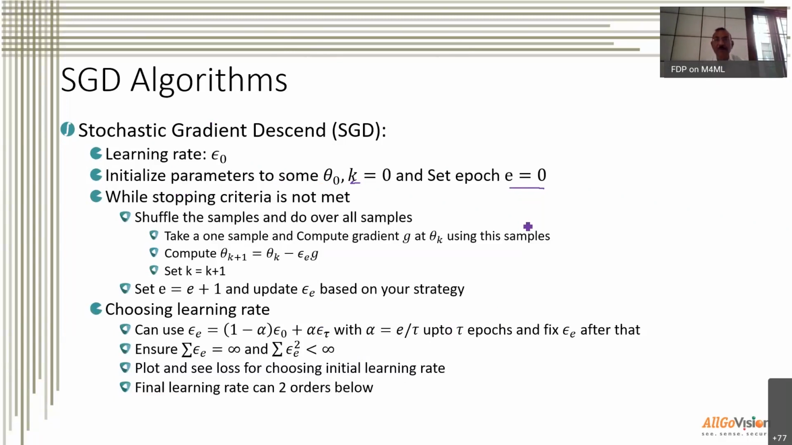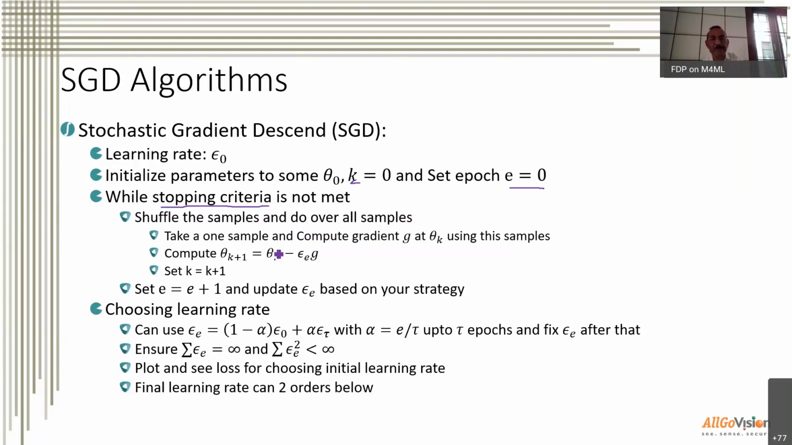So that's one epoch. If I have 1 million examples and I go through each example once, that is one epoch. Then I go a second time, and that is epoch number 2, and so on and so forth, right? While our stopping criteria is not met, which most of the time in deep learning is the maximum number of epochs you want to allow, what you do is, at the start of each epoch, you shuffle the samples, and then, in the shuffled order, go over all the samples.